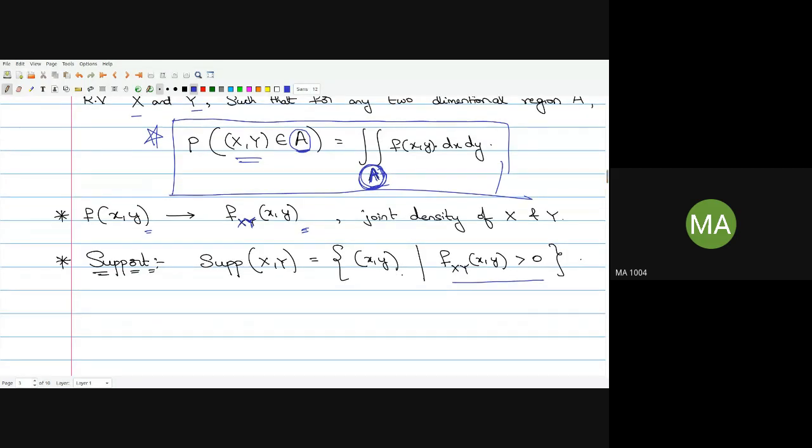Okay. Now as these are points (x,y), our support will be a region. It will be an area, sir, right? Yes. If I treat x, y, it will give me some regions, maybe circular, square, or triangles. Whatever region I have where f(x,y) is greater than 0, that is called support.